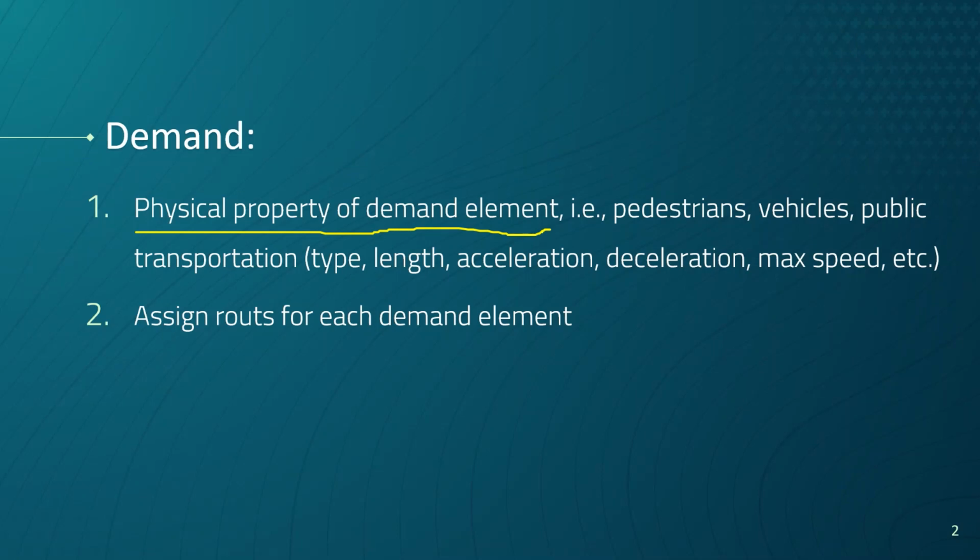By the way, as I mentioned before, SUMO is a multimodal software capable of modeling various types of demand elements like pedestrians, vehicles, public transportation, or even it allows users to customize their desired mobility type. And second, you should assign routes for each demand element by specifying their origin and destination points, their route choice dynamics and route choice mechanisms and stuff like that.